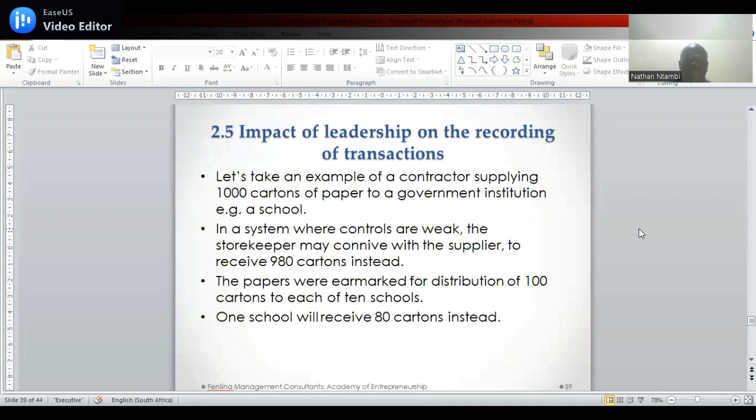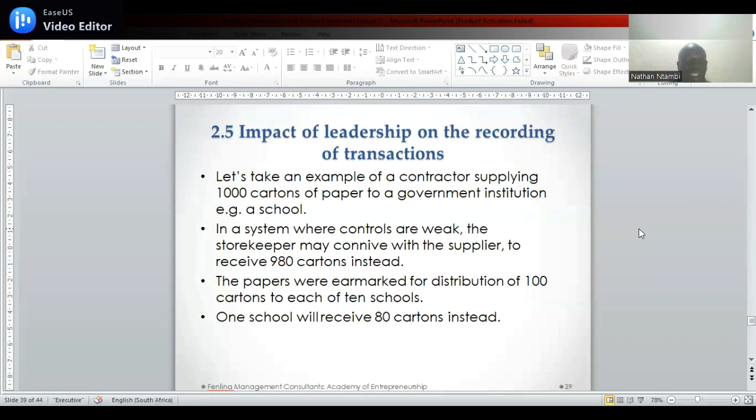Lastly, we need to know the impact of leadership on the recording of transactions. Let's take an example of a contractor supplying 1,000 cartons of paper to a government institution, for instance, a school. In a system where controls are weak, the storekeeper may connive with the supplier to receive 980 cartons instead. The papers were earmarked for distribution of 100 cartons to each of 10 schools. In other words, 1,000 cartons are going to be distributed to 10 schools, and each school is expected to get 100 cartons.